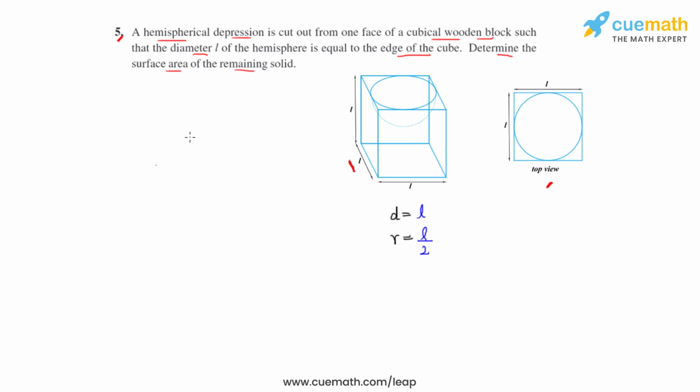So the formula that we can write to find the total surface area of the formed solid will be total surface area of cube plus curved surface area of the hemisphere minus the area of base of hemisphere.